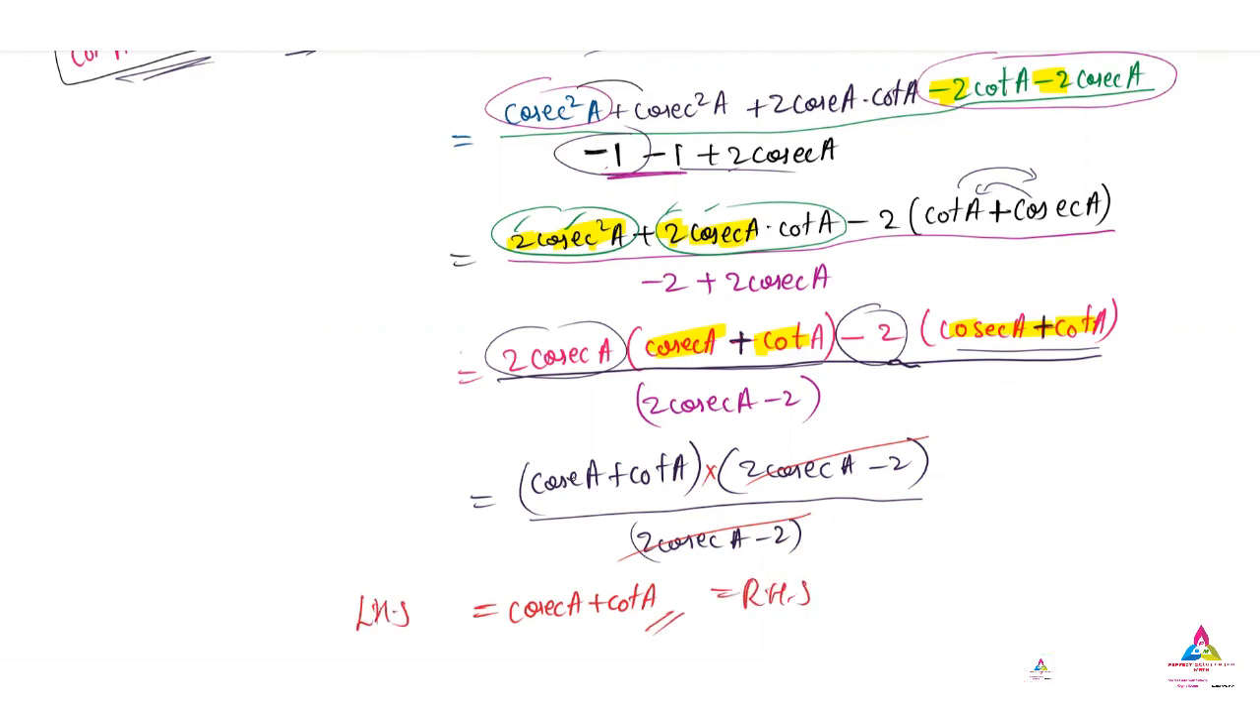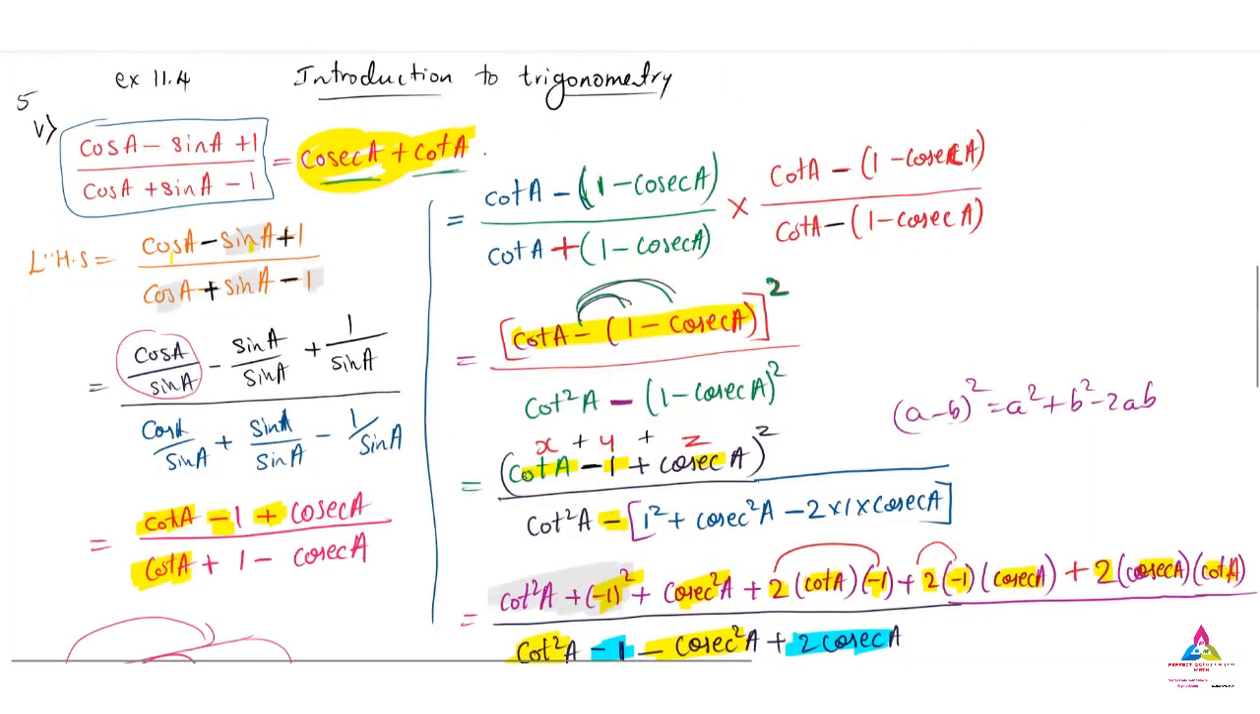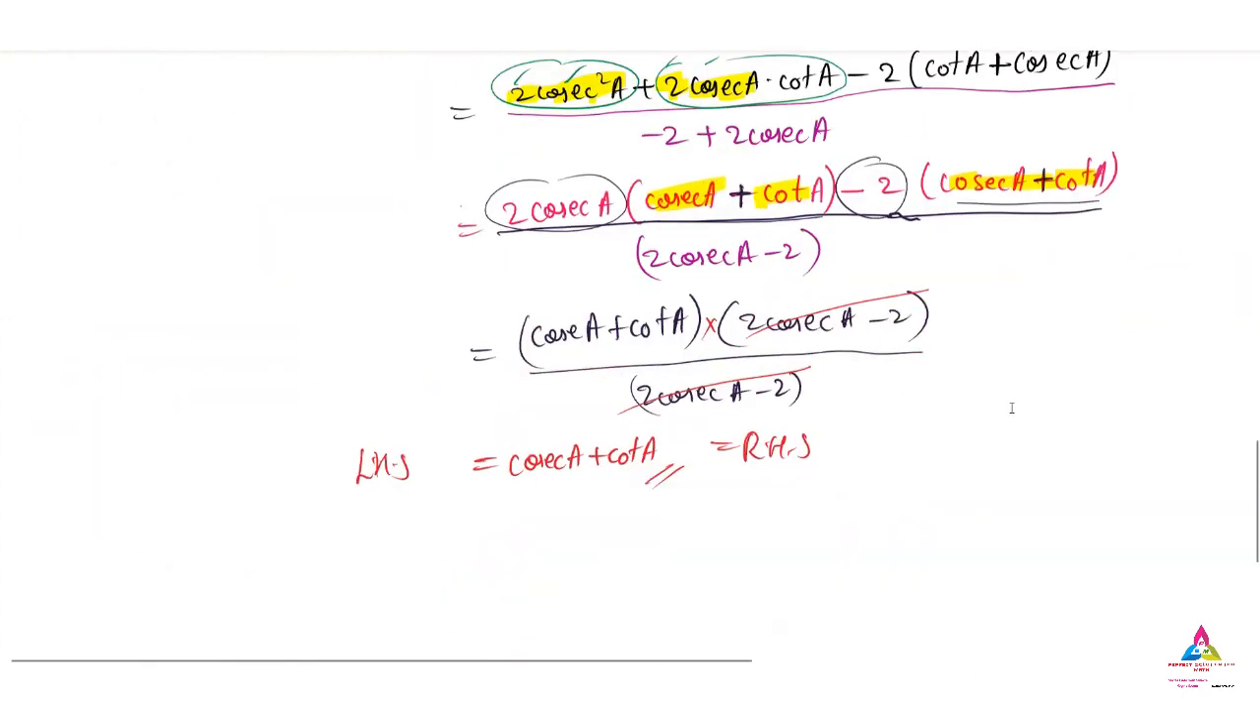And you got the right hand side also, the right hand side is the same. This is only what they told us to prove. Here you have cosecant A plus cot A to prove, and that is your cosecant A plus cot A. So I hope you understood this. If you have a doubt, you can ask me.